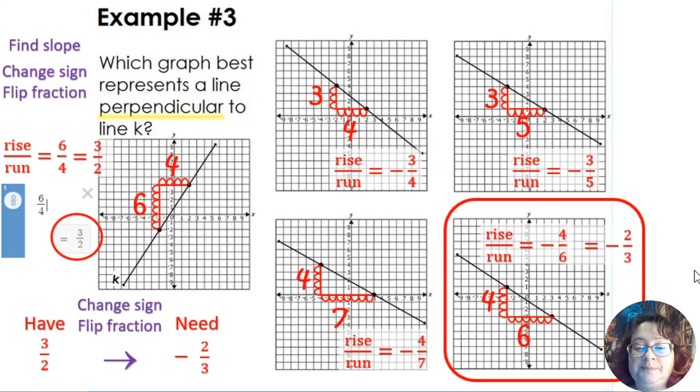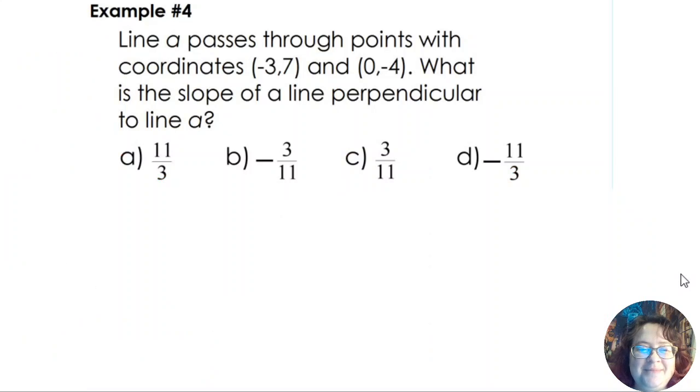Let's try another one. Here it says line A passes through points with coordinates negative 3, 7 and 0, 4. What is the slope of a line perpendicular to line A? I'm going to underline perpendicular. That's our important word. So I need to find the slope because it doesn't give it to me.